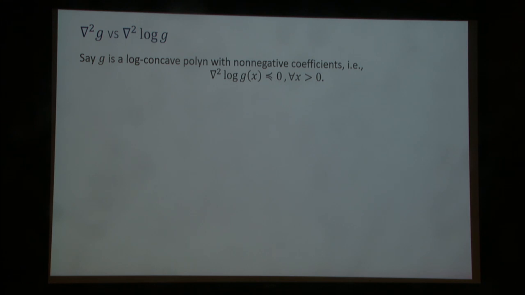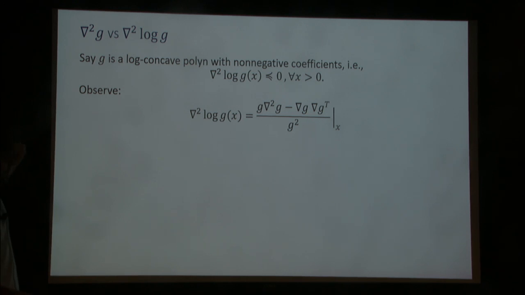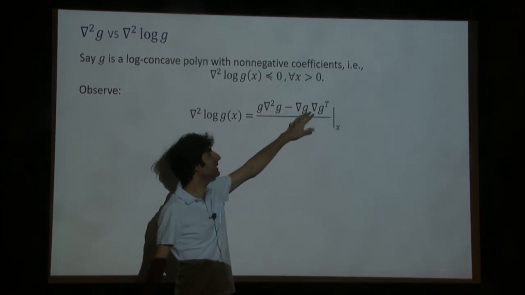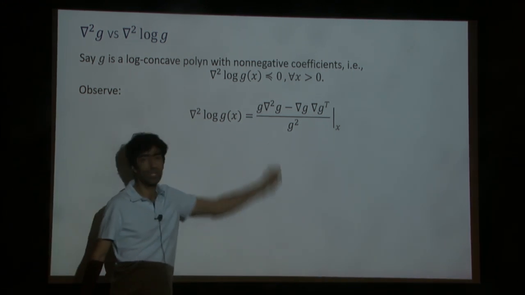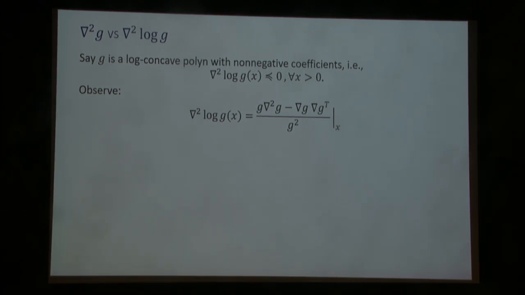So now let me tell you some applications of this. Why is this useful? So far I said that the Hessian of the log is negative semi-definite. Let me say the connection between the Hessian and the Hessian of the log. We say you have a log concave polynomial G. Here is a simple observation: the Hessian of the log is exactly G times the Hessian of G minus the gradient times gradient transpose, divided by G squared. This gradient outer product is an n by n rank 1 matrix, G is a scalar, the Hessian is an n by n matrix, and G squared is also a scalar. Okay, so this is an identity. You can just verify it.